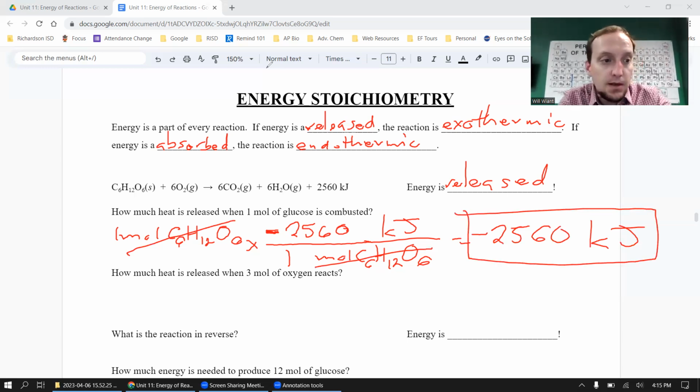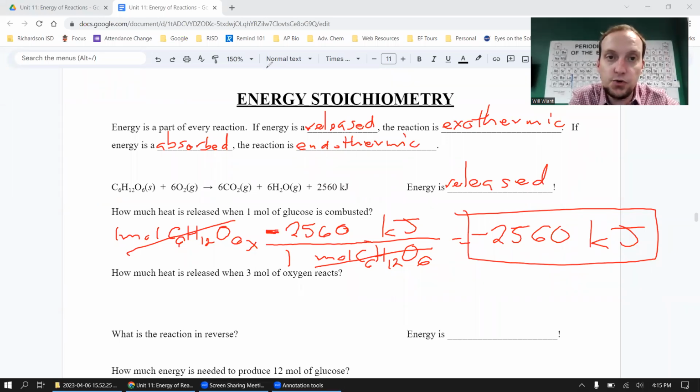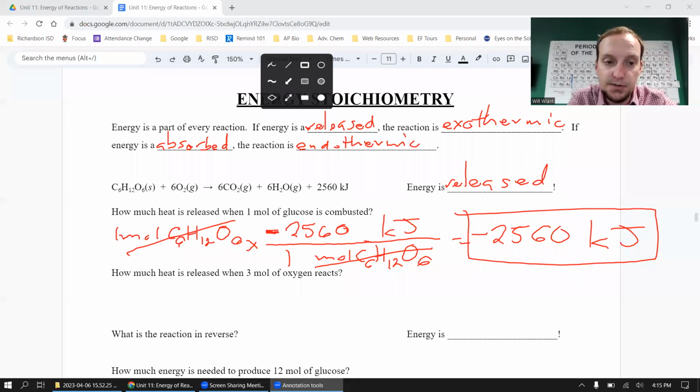So how many kilojoules do you need to combust 1 mole of glucose? Well, again, because there's only 1 mole, then of course this is the number, but it is negative because it is being released. All right, so that is our very first example of how to do an energy stoichiometry problem. Next one, again, is not much more complicated.